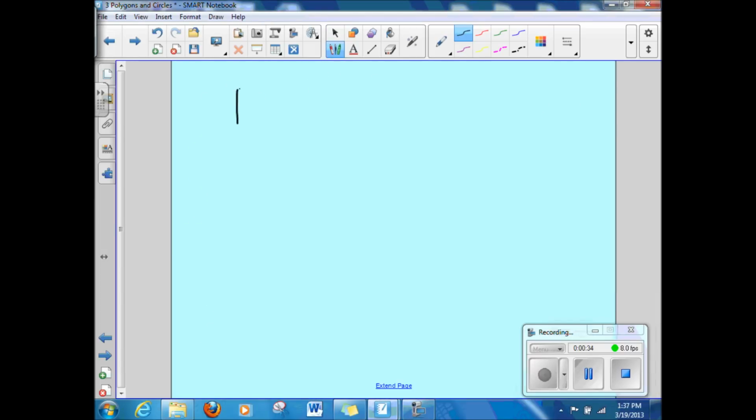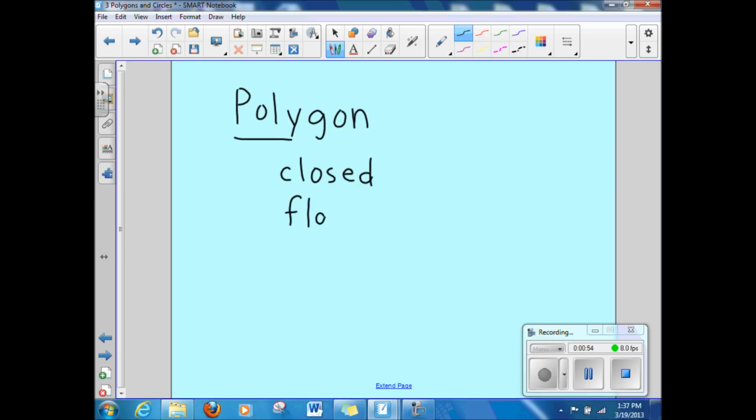A polygon, get that word up here again, polygon. Poly I think is a prefix meaning many. A polygon is any figure that is closed, a figure that's flat, and a figure that has straight sides. So those are three things that we're looking at when we talk about polygons. It's closed, it's flat, and it has straight sides.